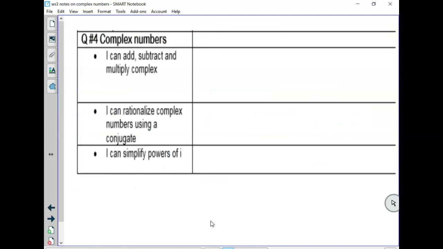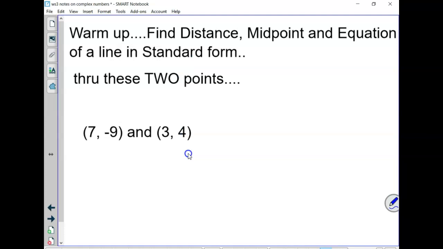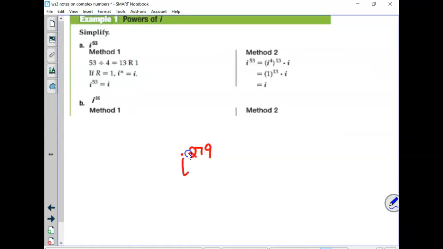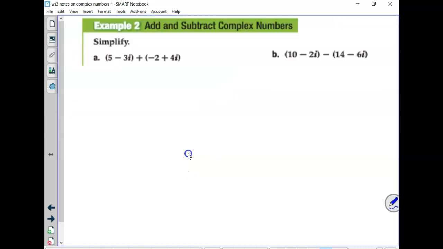All right, eventually you're going to have 3 standards that you have to know about complex numbers: how to add and subtract them, rationalize, and find powers of I. I'm going to cover this one today because it's real basic. I'm going to talk a little bit about this one, and we're going to save powers of I for Monday because I promised, and I'm going to skip distance and midpoint. I'm going to go down here.